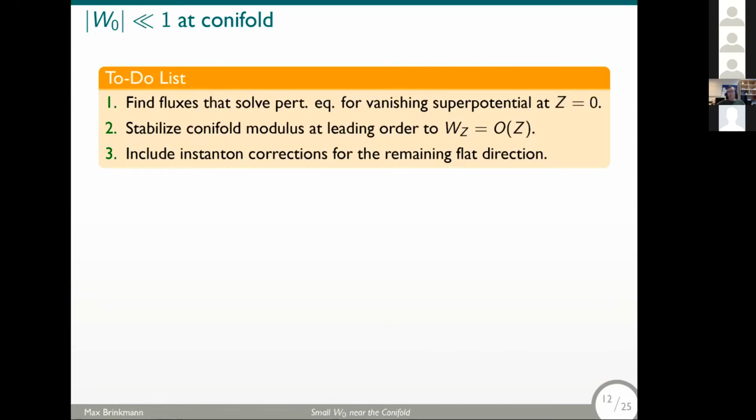Now we have one type of modulus more, so we have a 3-step to-do list. Once again, we first find fluxes that solve the perturbative equations for W0 equals 0, but we choose to do this directly at the conifold locus at Z equals 0. In the second step, we want to stabilize the conifold modulus to a small value, and we will find that the superpotential in this minimum will not be 0 anymore, but it will at least be order Z. And finally, again, we include the instanton corrections for the remaining flat direction, which again will be parameterized by the axiodilaton.